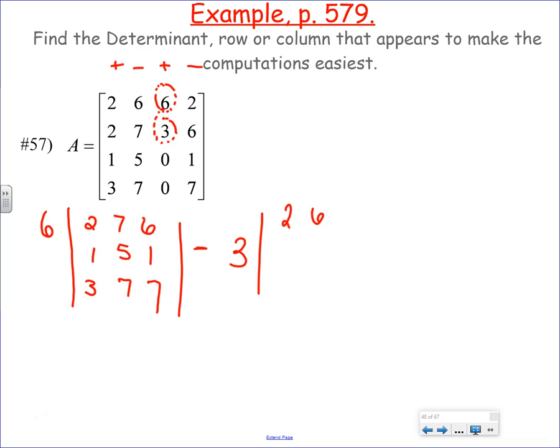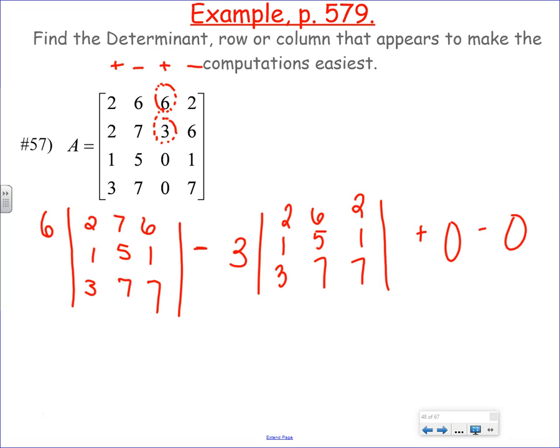2, 6. Careful. 2, 6, 2. 1, 5. Why do you think some people would say choose column 3? What can you do next? It's just going to be 0 times and then plus 0 times. Right. Plus 0 times and minus 0 times. But all that's just going to cancel out because 0 times anything is 0.